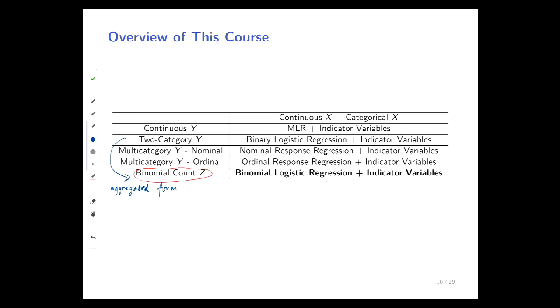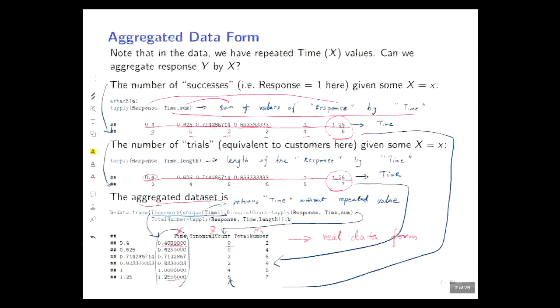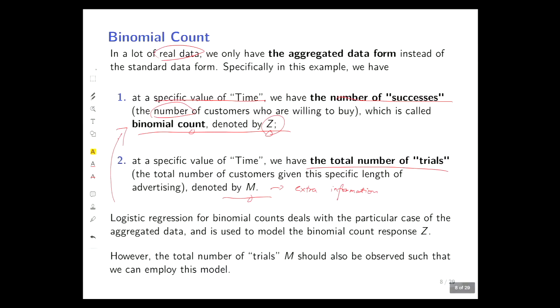But the reason why we need to consider using this binomial count is that in real practice, I think for most of the time we have this table instead of the 1-0 response data set. So that makes it convenient for us to use this aggregated data form directly. And another reason is that it actually has more meaning, especially for this binomial count.